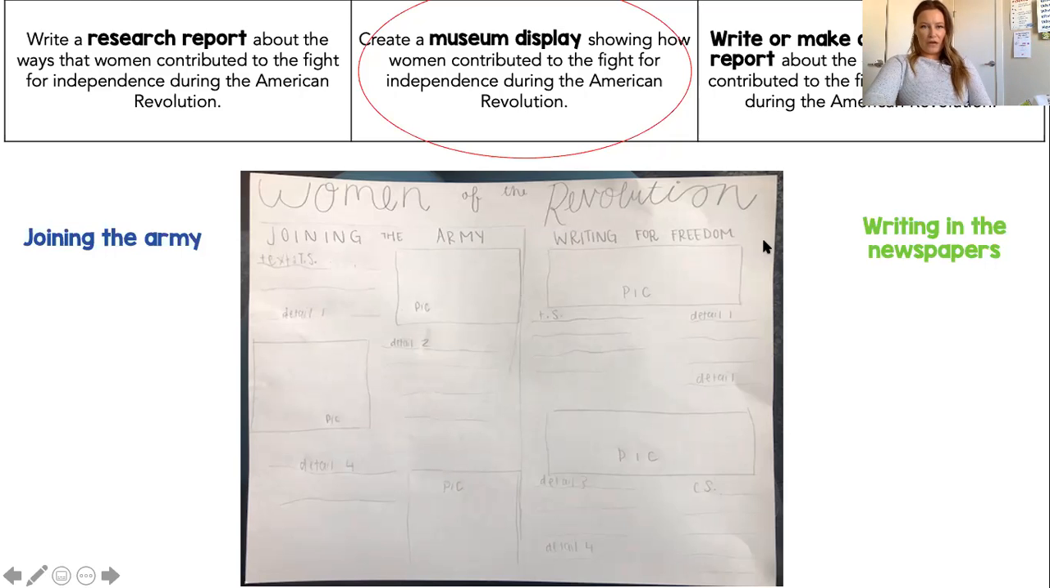and writing for freedom. So joining the army has the text here, picture here, text here, picture here, and this is all information about joining the army. And then this one has a long picture, writing for freedom, and then it has the text here, and then another picture here, and a text here. So that's how I planned my museum display.